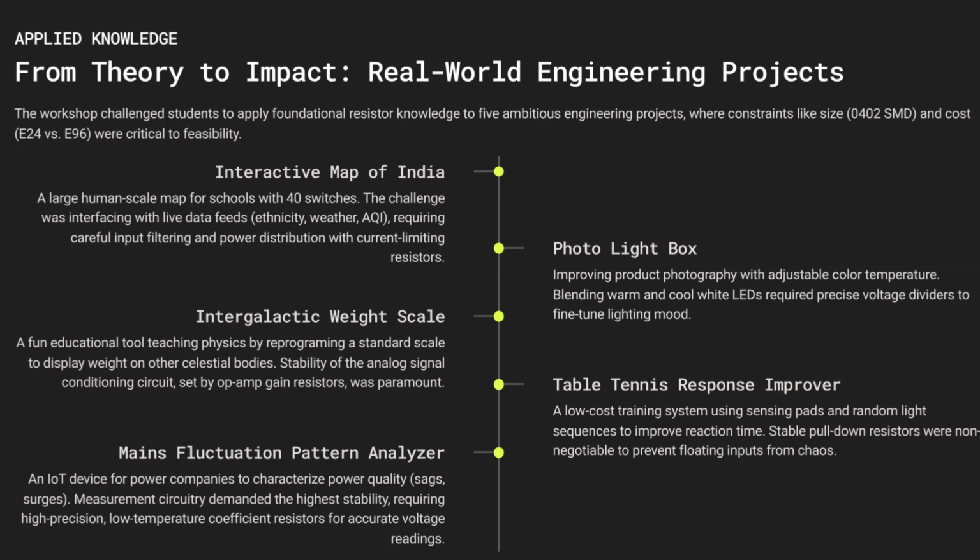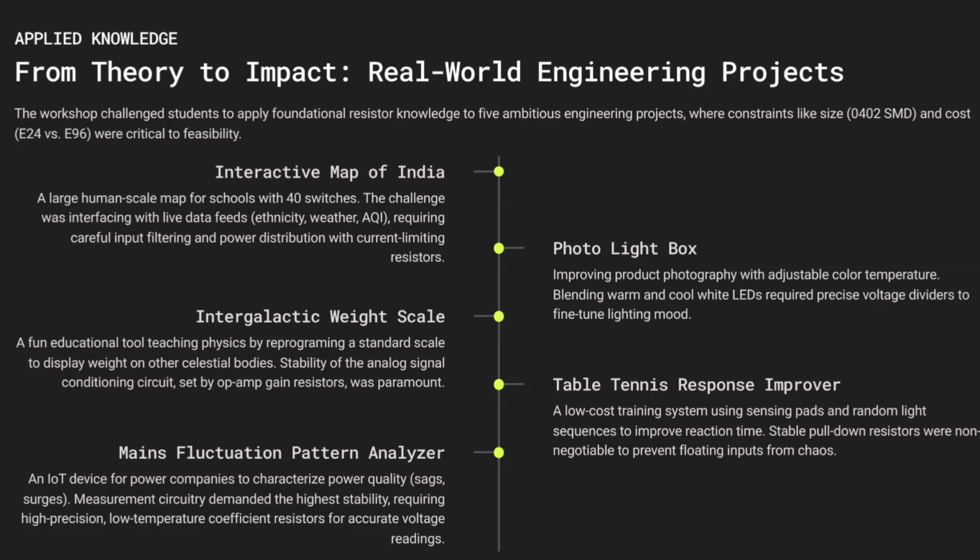I really liked the educational fun behind Project 3, the intergalactic weight scale. It's a genius concept for teaching physics. You hack a standard weighing scale, which is basically just a sensitive load cell, and you reprogram the output. The system multiplies your weight by the G value of another celestial body, like Mars or Neptune. Right, and it displays what you would hypothetically weigh there. The stability of that analog signal conditioning circuit, which is built on op-amps that use resistors to set their gain, is paramount. If those resistors have a high TC, your weight reading will drift as the device heats up.